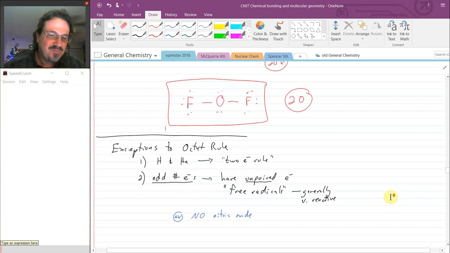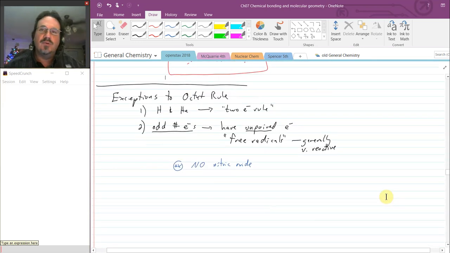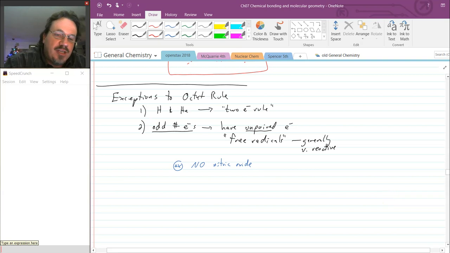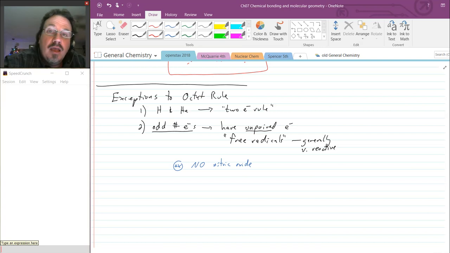Okay. There are a few exceptions to the octet rule. Well, I've already talked about one actually with the hydrogen idea, because it's just too small. Get 2 electrons on hydrogen and we're happy, right? But there's a few other exceptions to the octet rule. All right. Number 1, again, hydrogen, helium, 2 electron rule is what it is. Number 2, if you have an odd number of electrons. So what if everything's not paired? You get 1 electron just kind of out there. Right? If that happens, that's called a free radical. You have this unpaired electron.